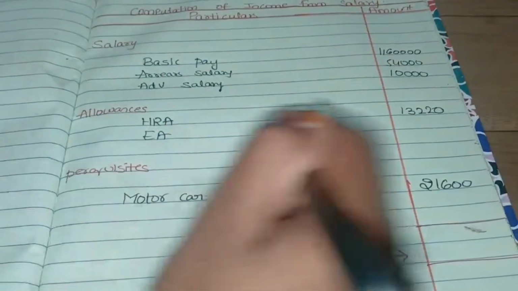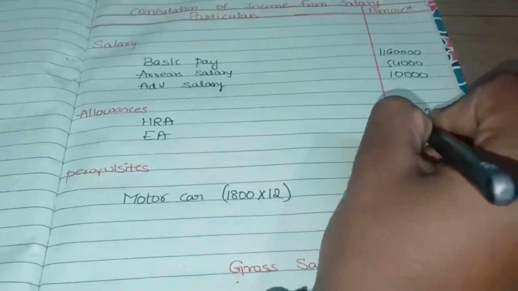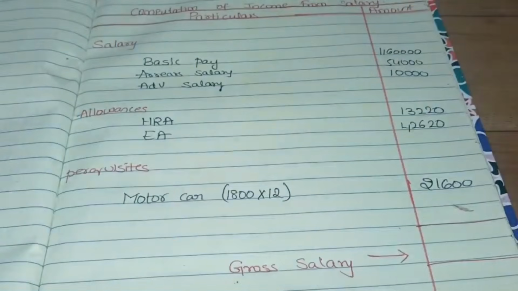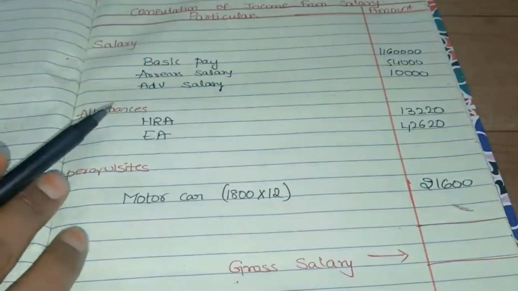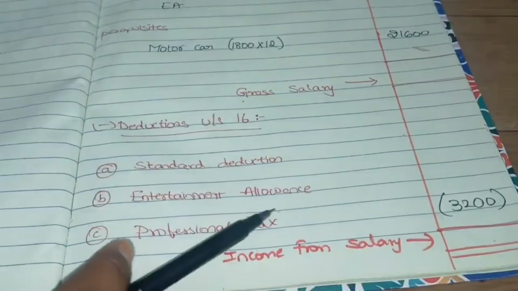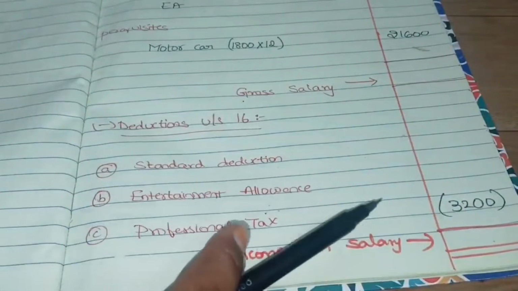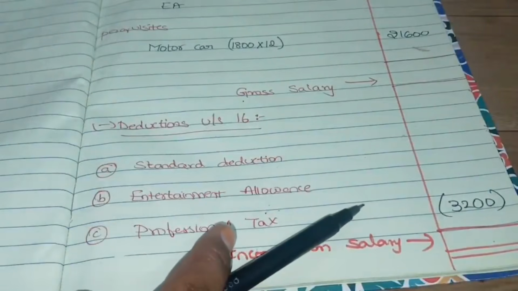How much they have given? 42,620. See, one thing, ma'am. Entertainment allowance means two times you will get it. One is in the allowance side, second one you are having in the deductions. If they are giving, keep that amount. If they are not giving, keep it nil.